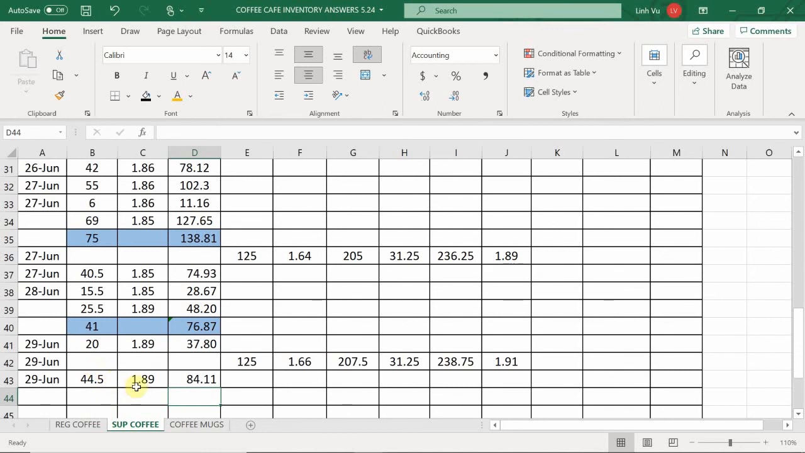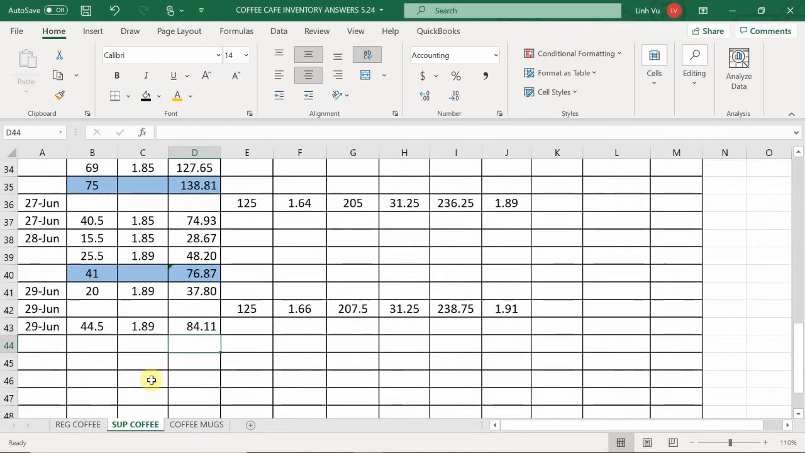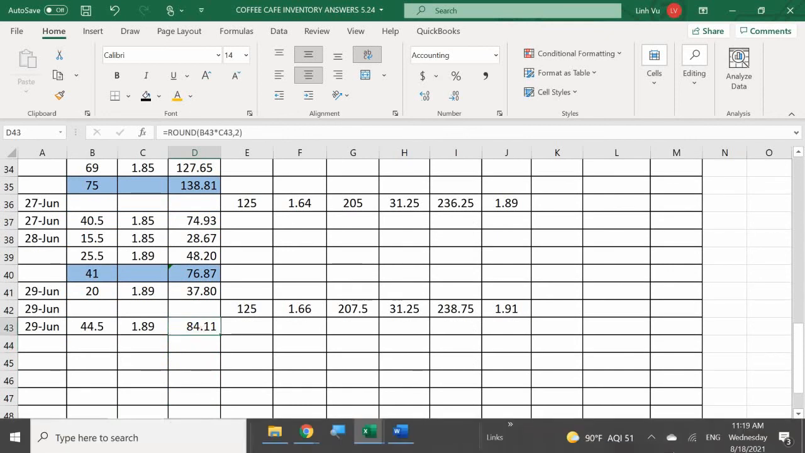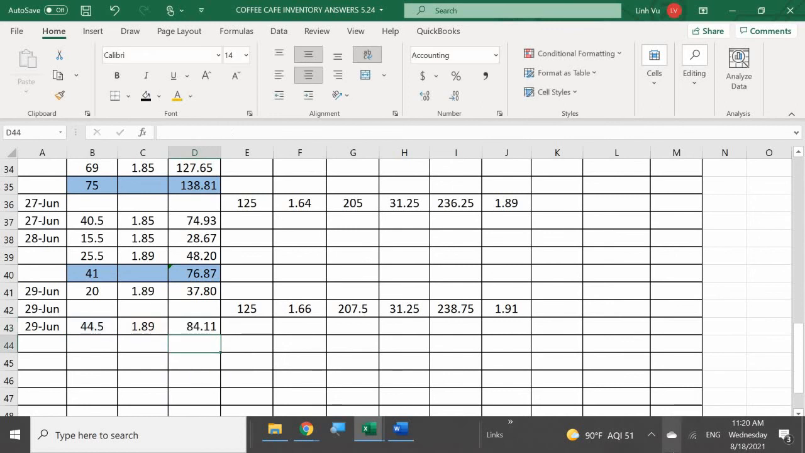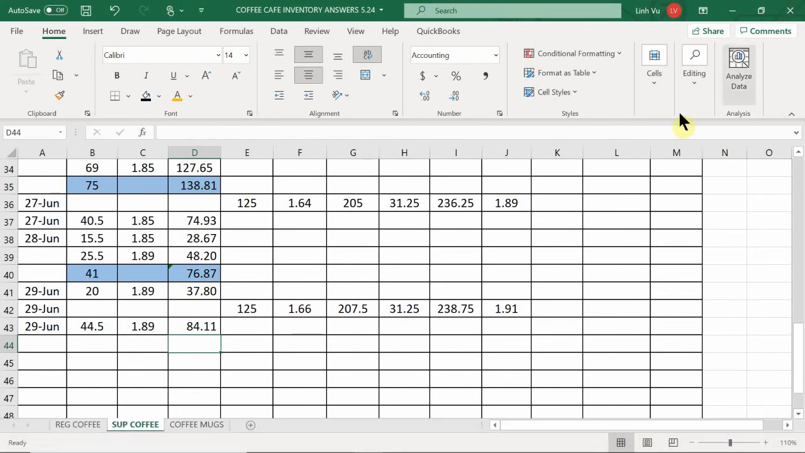Okay, perfect. So there we are, 44 and a half pounds at $1.89 is going to give me a total of 84 and 11 cents. Let me do that again. That doesn't look right. So equals round 44.5 times $1.89. It's going to give me a total of 84 and 11 cents. So yes, here we go. 84.11 is what we're going to subtract out.